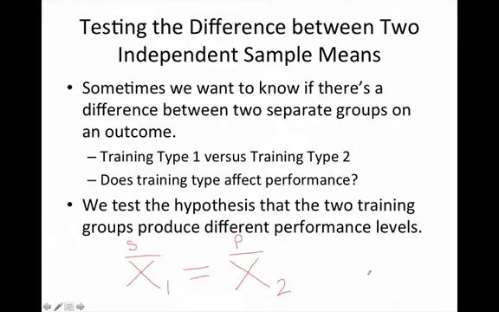And so this can occur between different types of training, in which case I might want to ask, does training 1 result in different outcomes than training 2? I might want to know whether or not training affects performance, in which case I can have one group participating in training and the other group not participating in training. But the key is that these groups are separate from each other. These represent different samples. And we're testing the hypothesis that the two samples actually come from different populations.